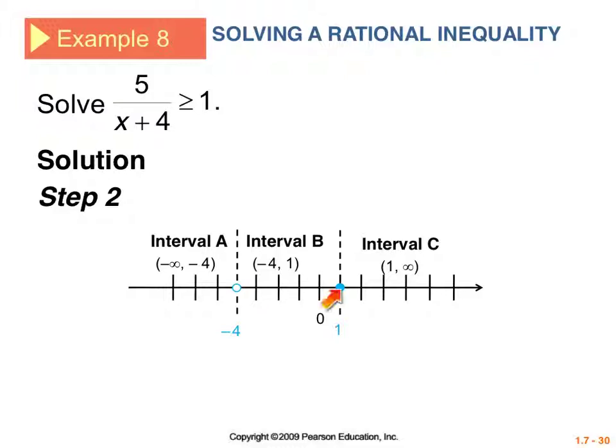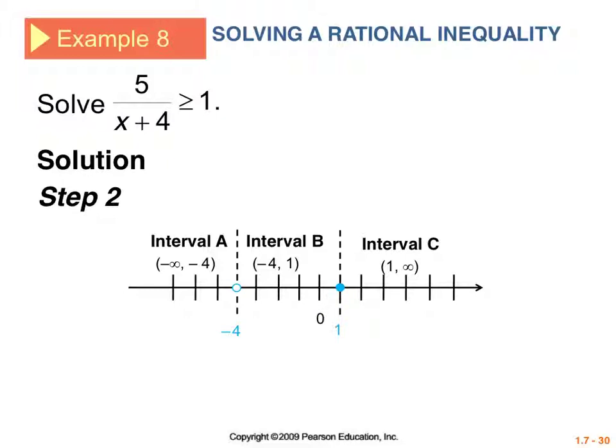And you'll notice that the 1 is already colored in, but not the -4, even though the symbol is one with a line under it. And the reason being, I cannot include -4 because if I do, -4 plus 4 would give me a 0 in my denominator, which I cannot do. And so therefore only the 1 would be included as far as the boundary points go.